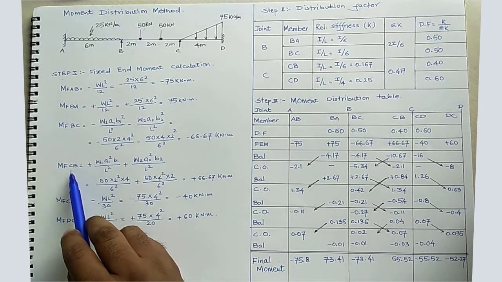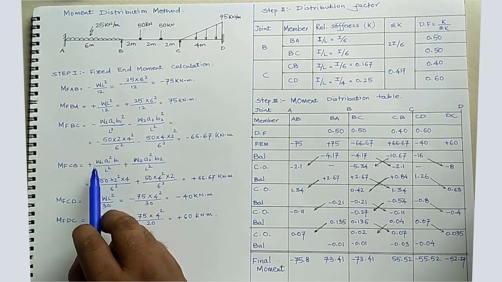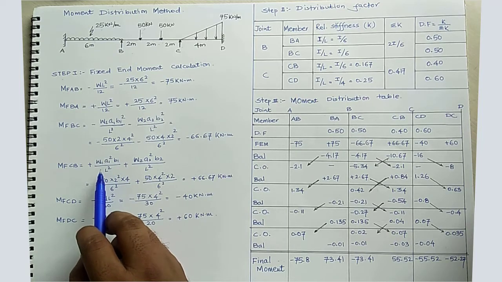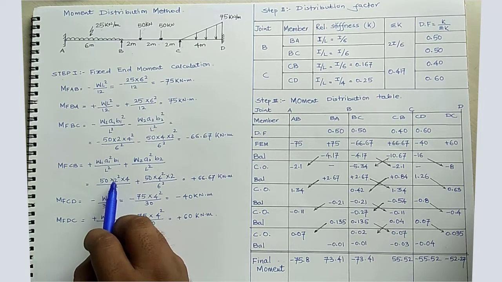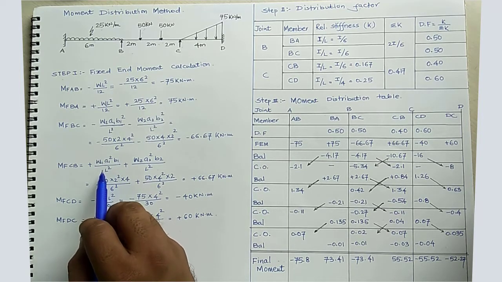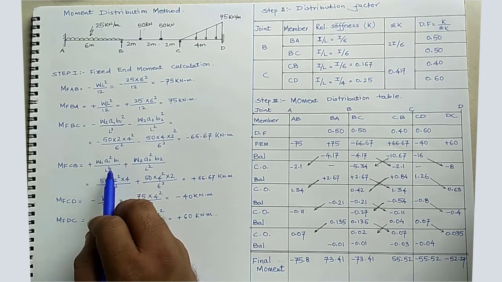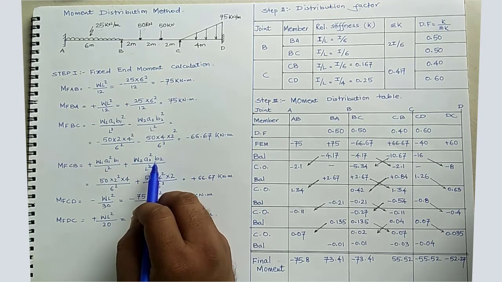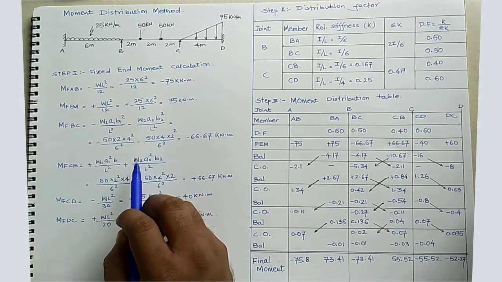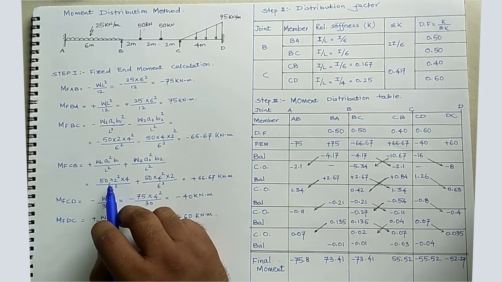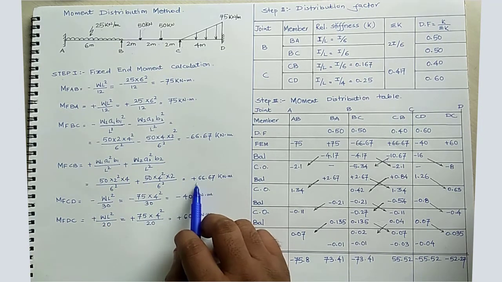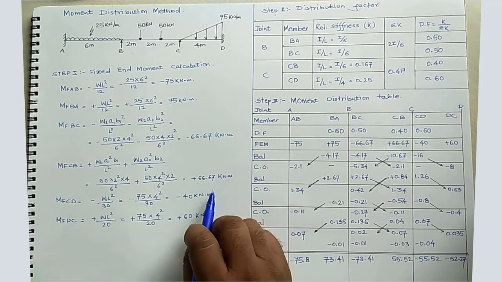Now fixed moment CB has the same equation with the plus sign. The equation is plus W1 A1 square B1 divided by L square plus W2 A2 square B2 divided by L square. So putting the values into the equation, we get the value as plus 66.67 kN meter.